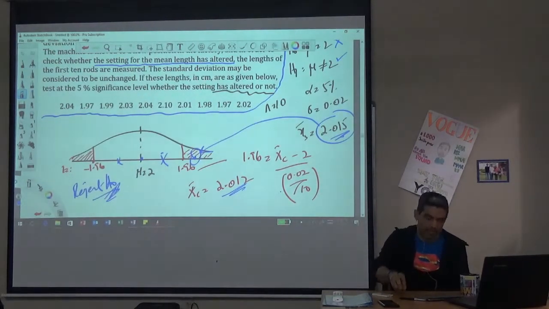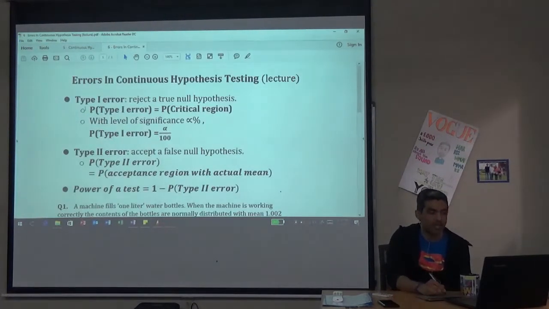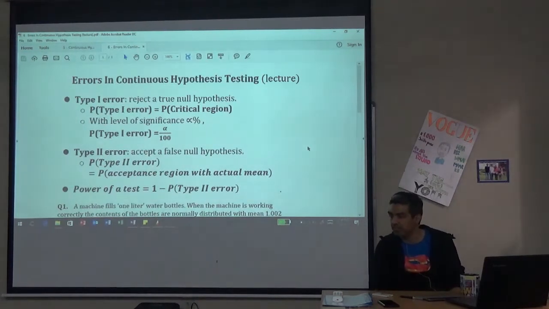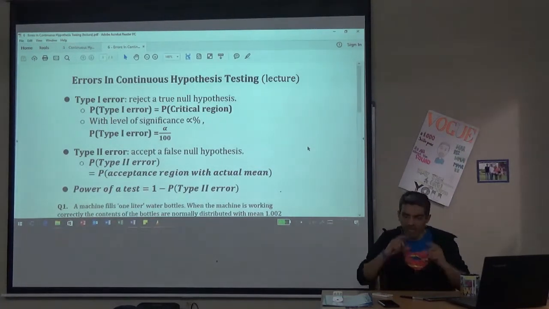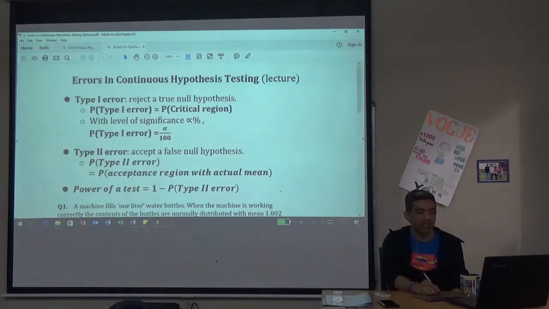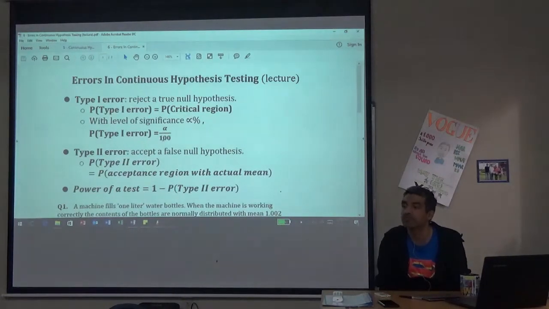Are we good? Okay, this is what the second chapter is about: errors in hypothesis testing, and I just spoke about this. So a type 1 error is when you reject a true null hypothesis. When does that happen? When you fall in the rejection region. And your chance of falling in the rejection region is equal to the significance level, because that's the probability of the area covered in the normal distribution by the rejection region, right? So with a level of significance of alpha percent, whatever that percentage is, your type 1 error probability is alpha upon 100. So if your significance level is 5%, that means the probability of a type 1 error is 0.05.